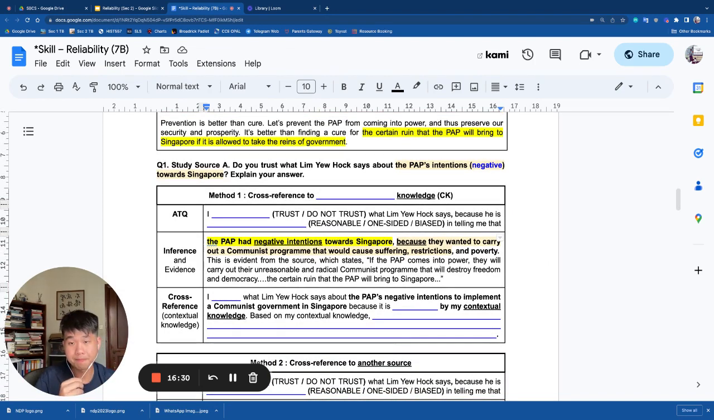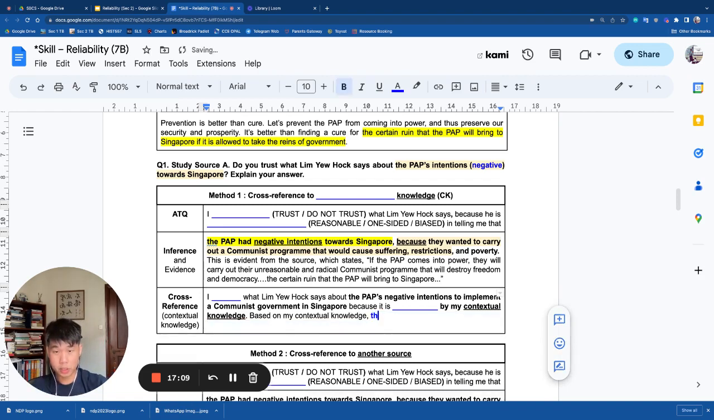But the question is, whether or not we trust Lim Yew Hock depends on what we know. Because our knowledge would either have to support or contradict what Lim Yew Hock says. And in this case, let me give you a set of knowledge. This is purely for the reliability skill, and your knowledge can cut both ways. For this particular question, your knowledge can cut both ways. But let me give you a set of knowledge here. You will take it down, and I want you to figure out which side it cuts for this particular knowledge.